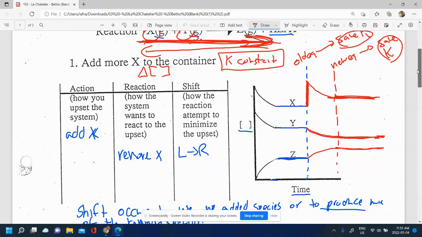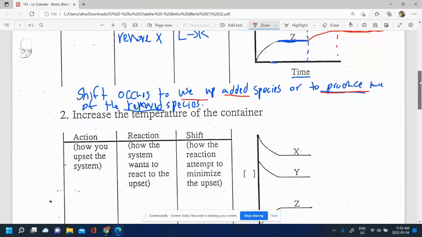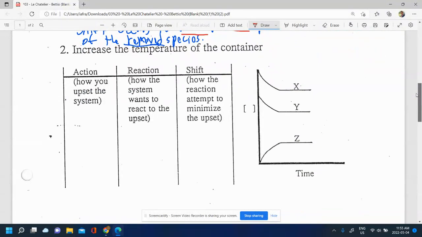And the system will act to either remove or use up some of the added stuff, the increased concentration, or produce some of the removed stuff, the decreased concentration, to bring the concentration back up until a new equilibrium is reached. In the next video, we're going to take a look at what happens when you change the temperature in an equilibrium system.